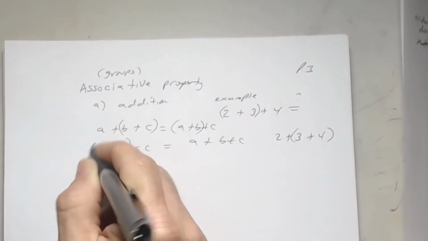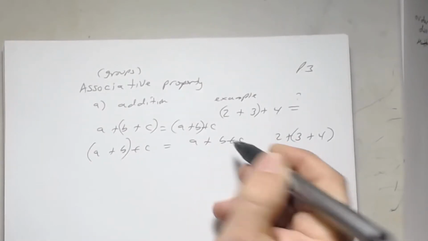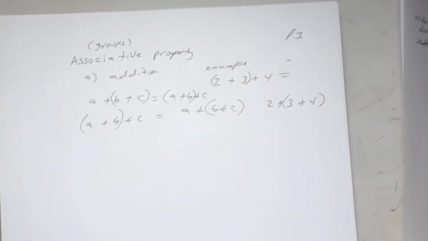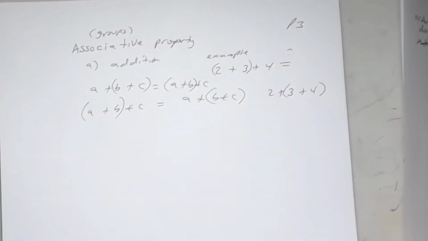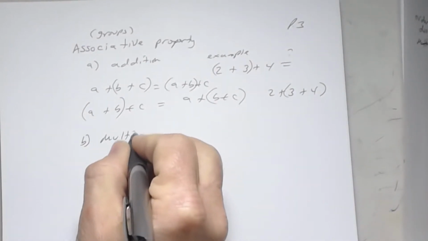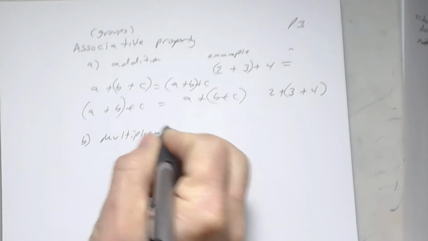You could have said group the first 2, and then what here? Group the last 2. All right. So A plus, and then B plus C is in parentheses. Over here, A plus B is in parentheses. And then there's an associative property for multiplication. Okay, multiplication.